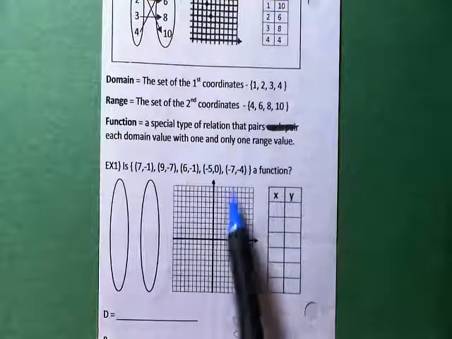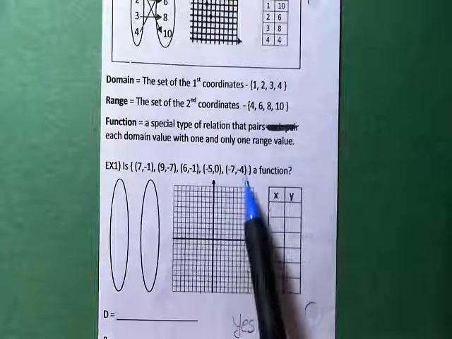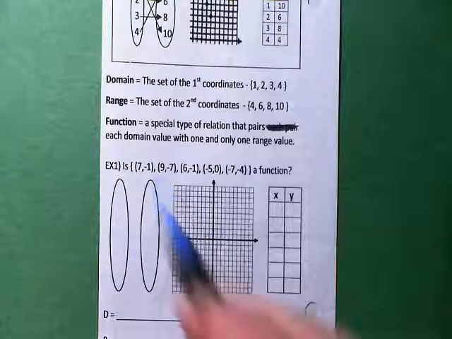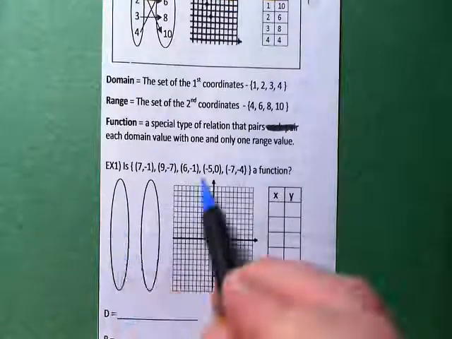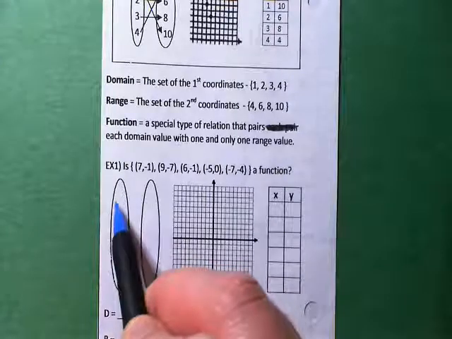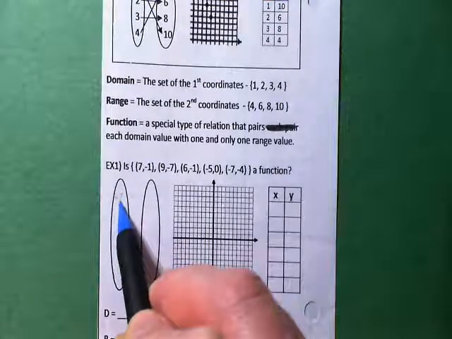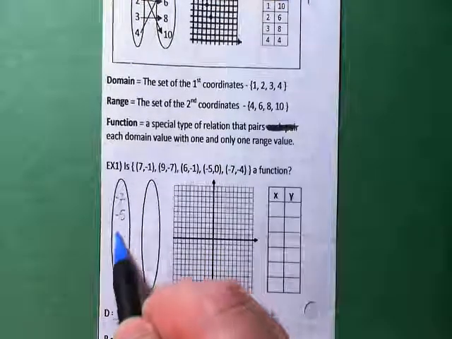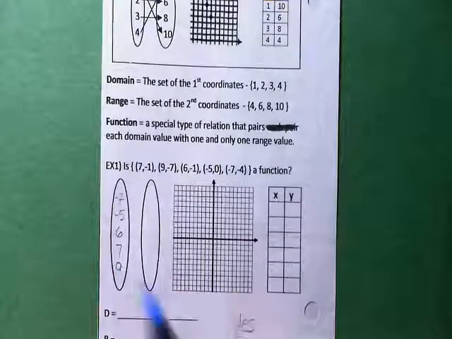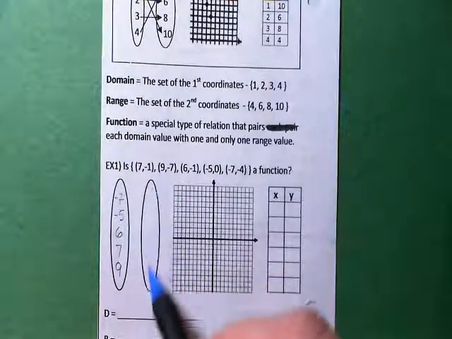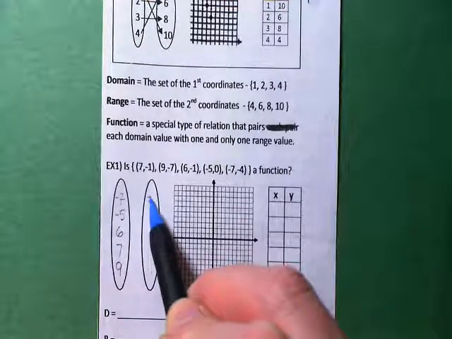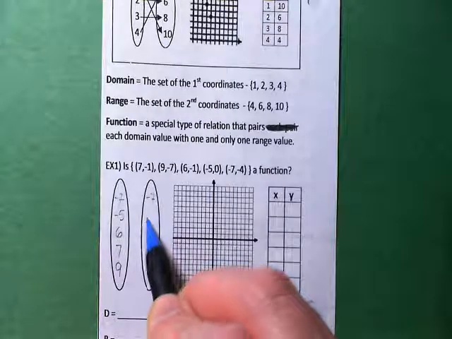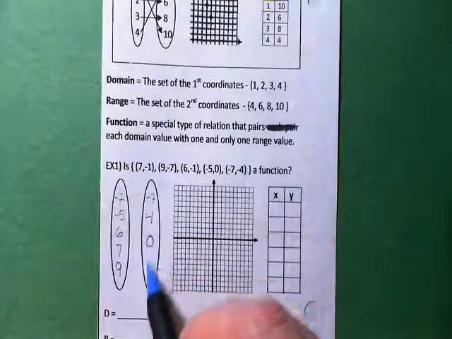Now for problem 2, we're going to practice translating this set of ordered pairs into a diagram. Basically, all you have to do is copy the x values in numerical order from the smallest to the biggest. So the smallest one would be -7, then -5, then 6, 7, and 9. Then I will copy the y values, starting with the smallest, -7, then -1, then 0, and 4.